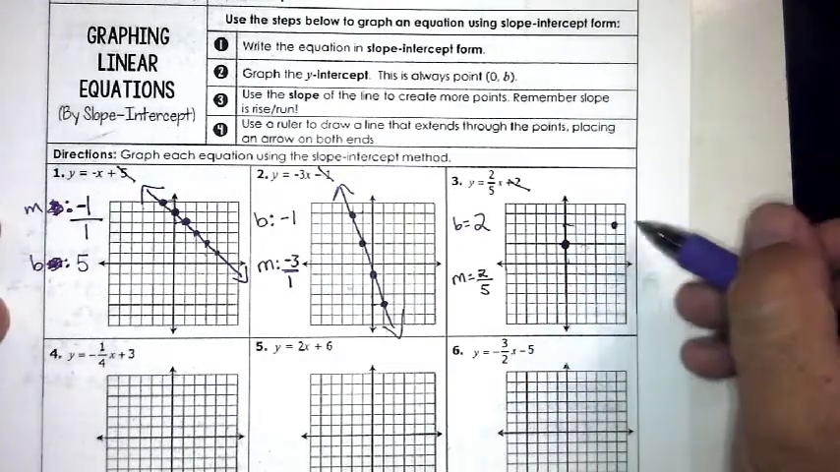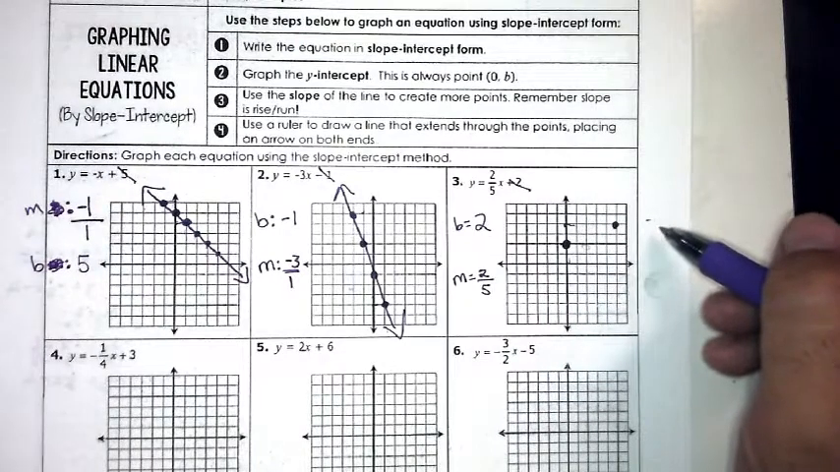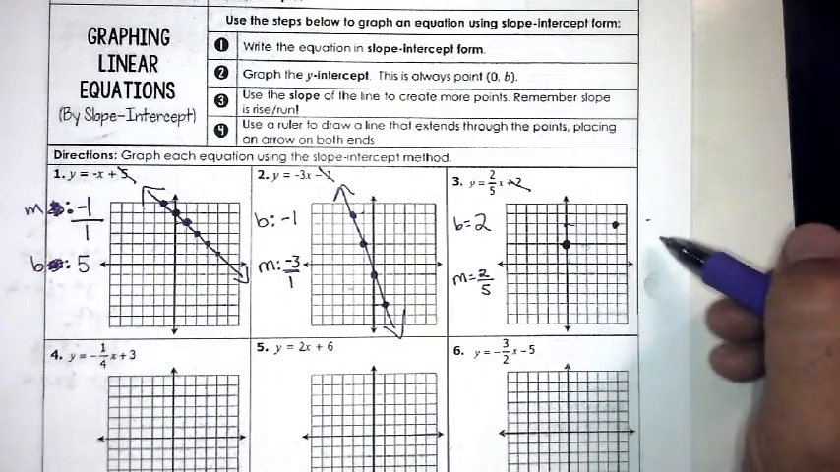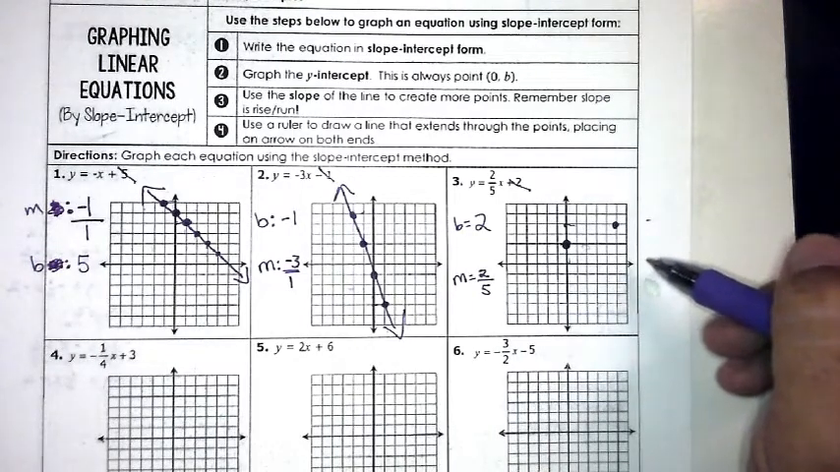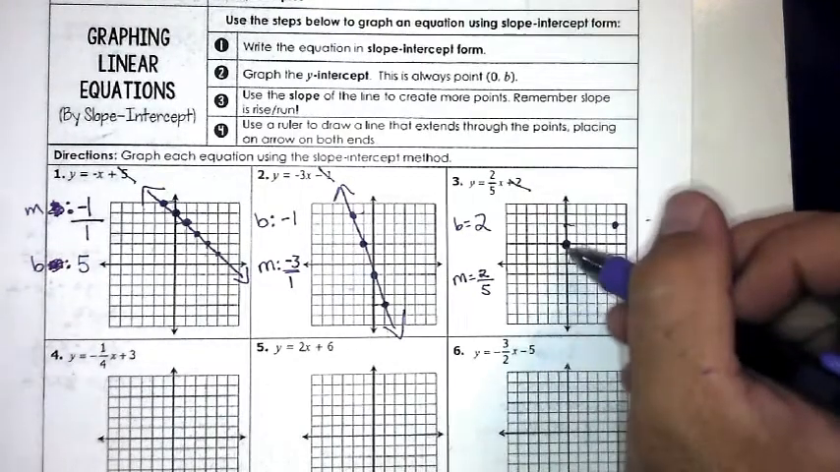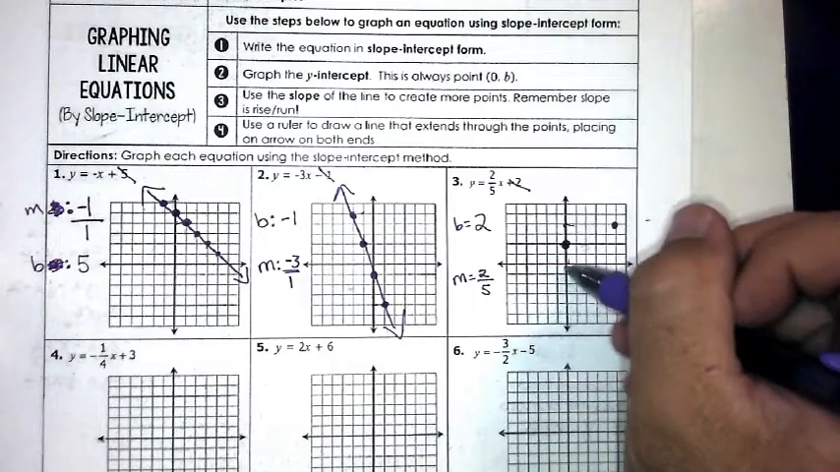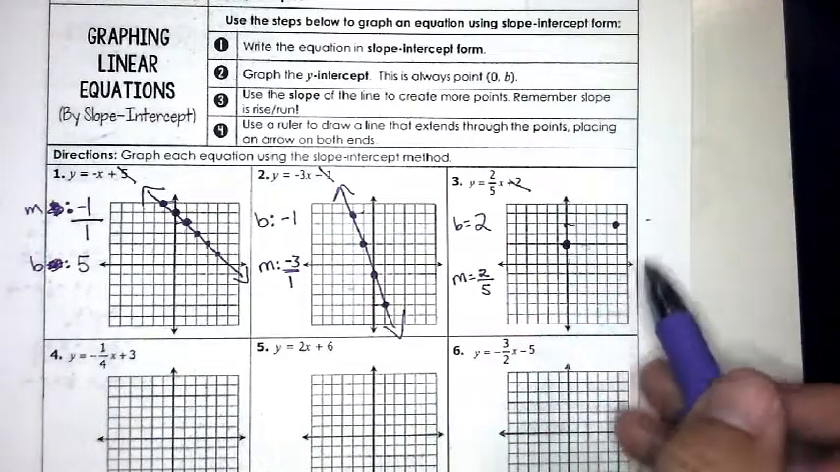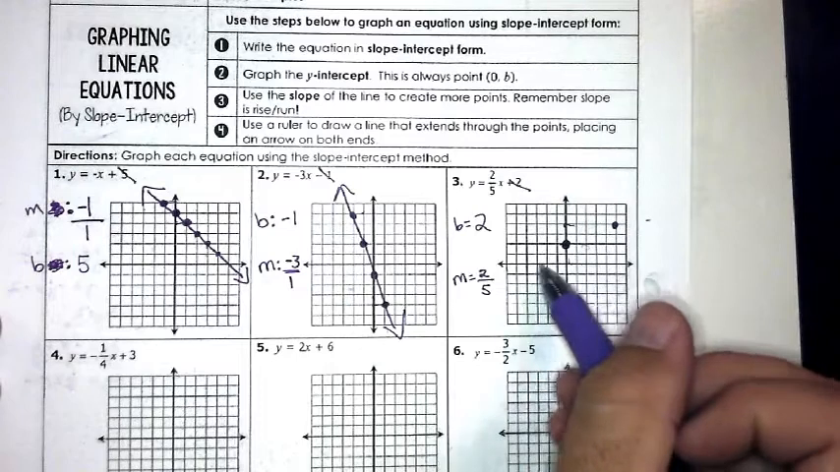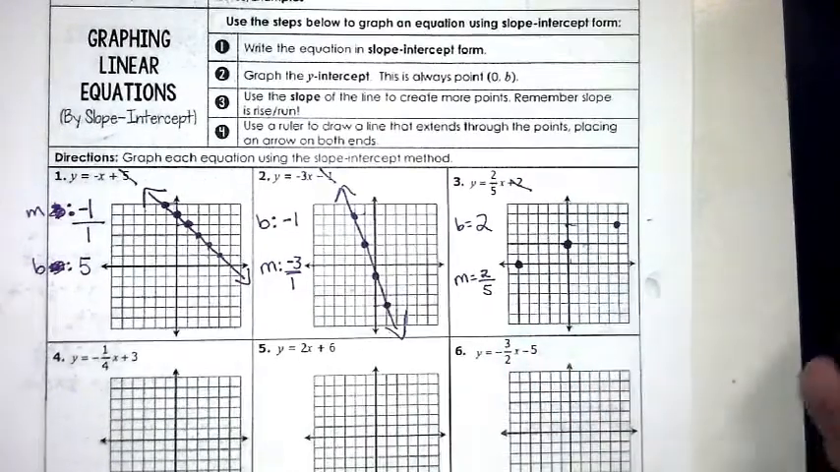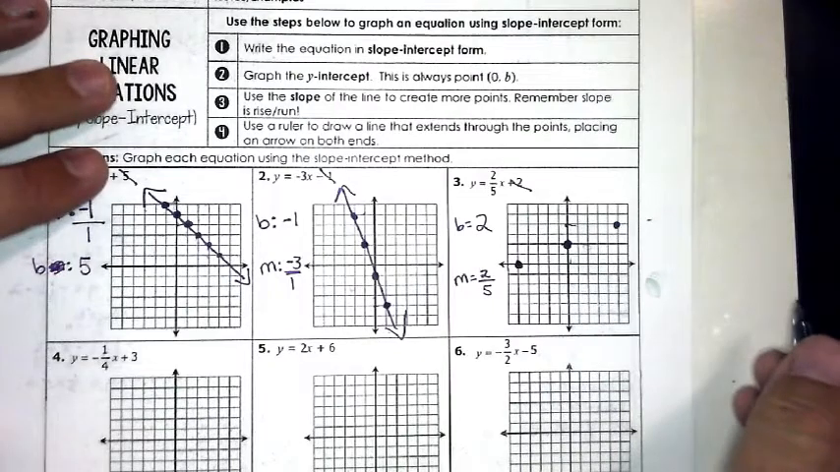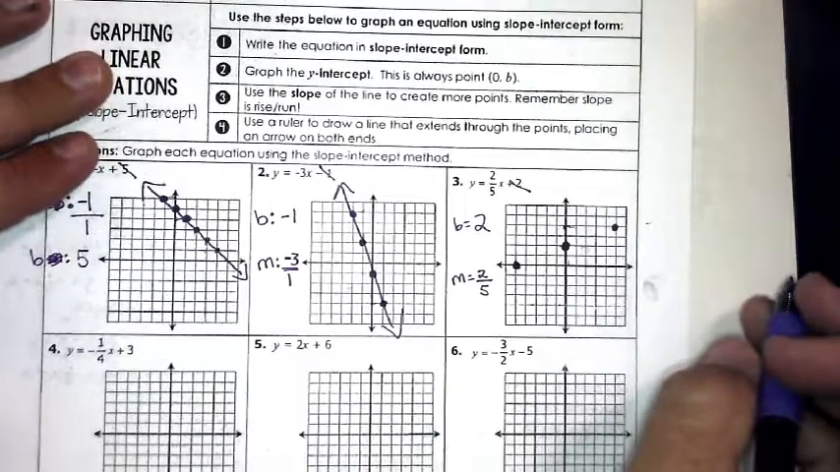Now, if I continued going to the right, would I still be staying on the graph? No. So that tells me I need to go in what direction now? The other direction, which is the word opposite. So now, instead of going up 2, I'm going to go down 2. Instead of going to the right 5, I'm going to go to the left 5. You literally do the opposite. Check oppo in football terms.